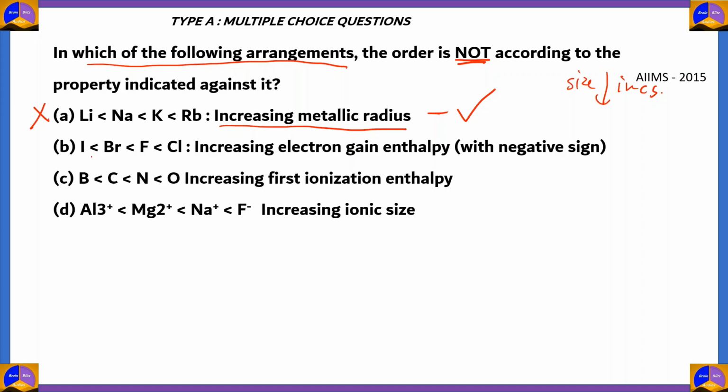Now, what about option B? Iodine less than bromine, less than fluorine, less than chlorine. And the reason given is increasing electron gain enthalpy.